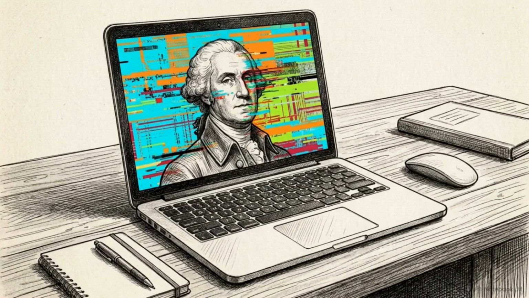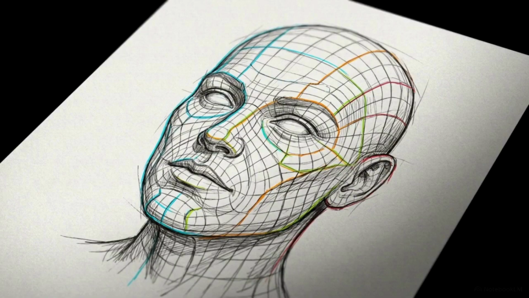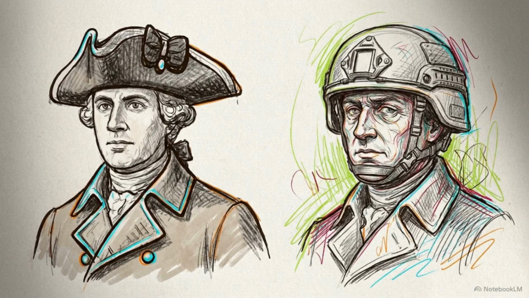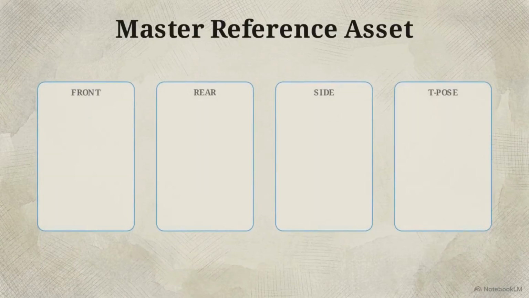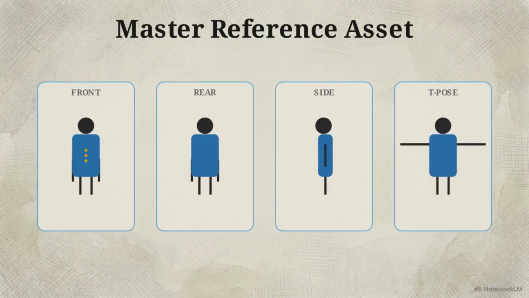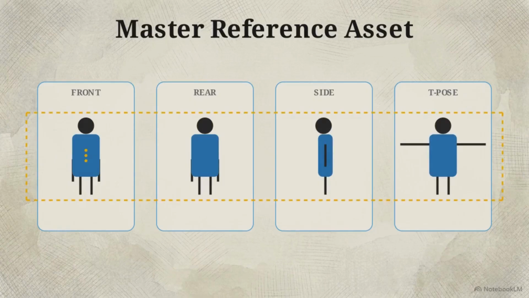The core engineering challenge in generative video is called AI drift. Because the model recalculates the image every single frame, a historical figure's face, clothing, and environment will wander and change without strict boundaries. To lock down boundaries, we start in pre-production with a master reference asset. Feeding the AI orthographic views, front, rear, side, and T-pose, defines their exact geometric parameters.